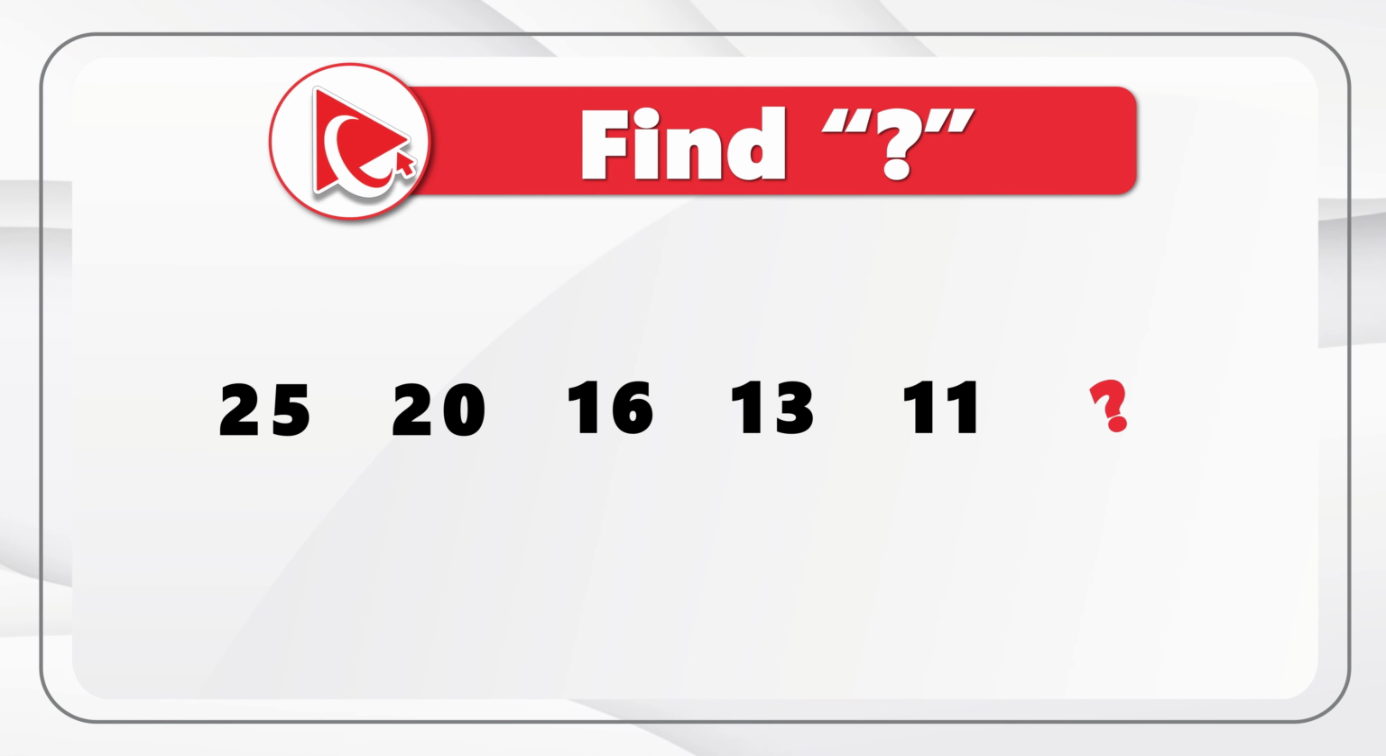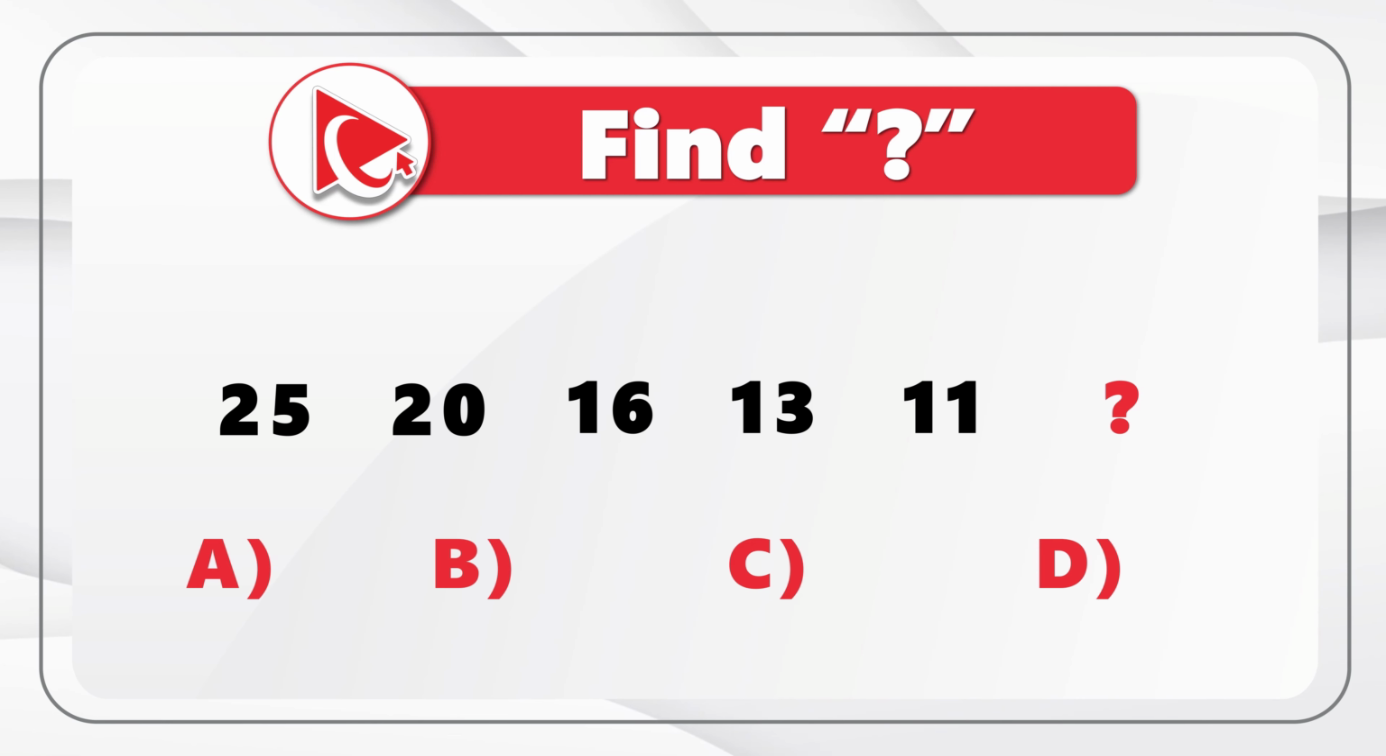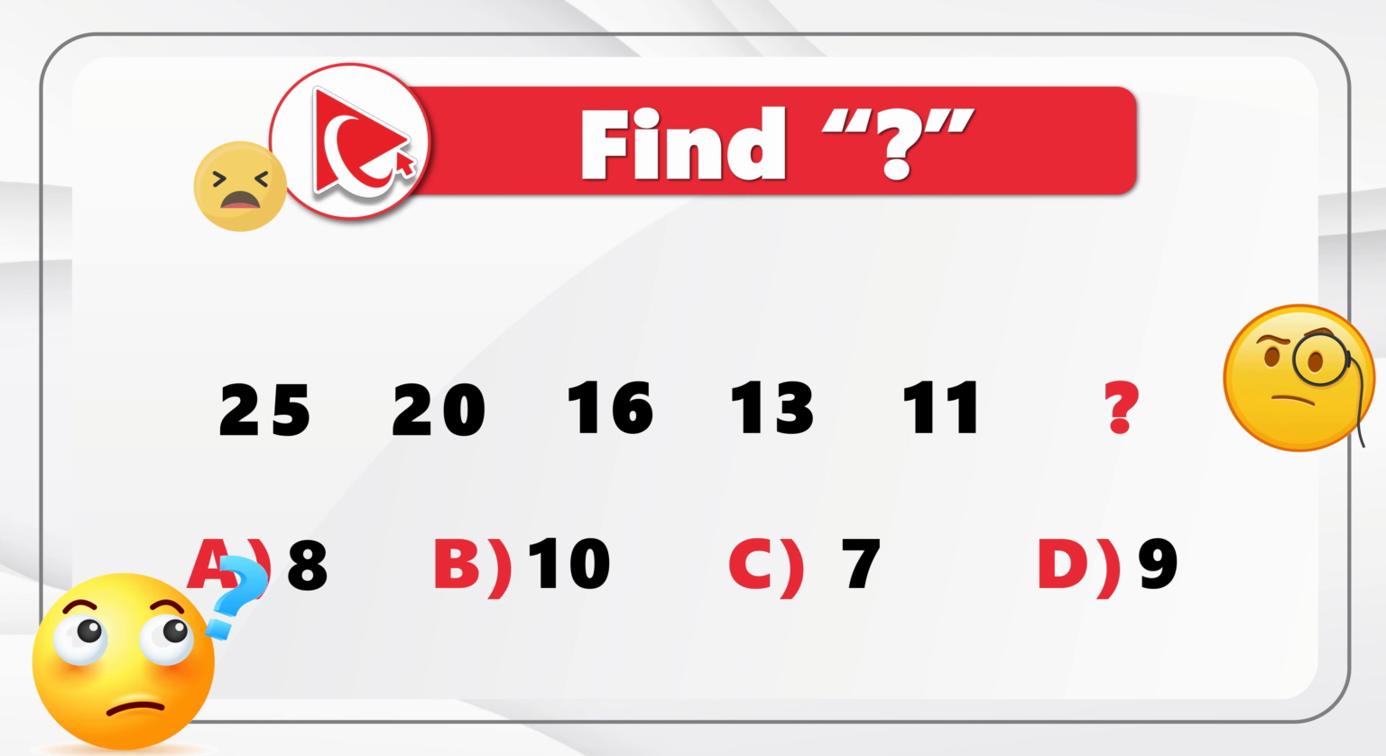You need to calculate the missing number out of 4 possible choices. Choices A, B, C, and D. Choice A is 8, choice B is 10, choice C is 7, and choice D is 9. Take a close look to see if you can do the calculations and come up with the solution for the missing number. Looks confusing, isn't it?